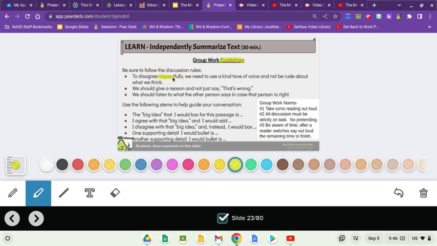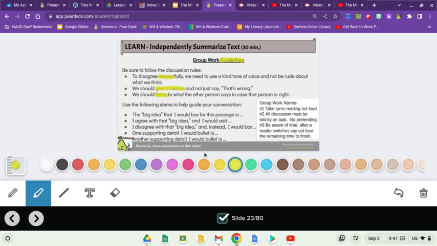Respect. We need to use a kind tone of voice. I'm trying to use a kind tone of voice right now. I'm not trying to be rude about it and about what I think. We should give a reason and not just say, that's wrong, right? Always give a reason. And we should listen to what the other person says in case that person is right. That can be a tough one for me to listen to others, right?